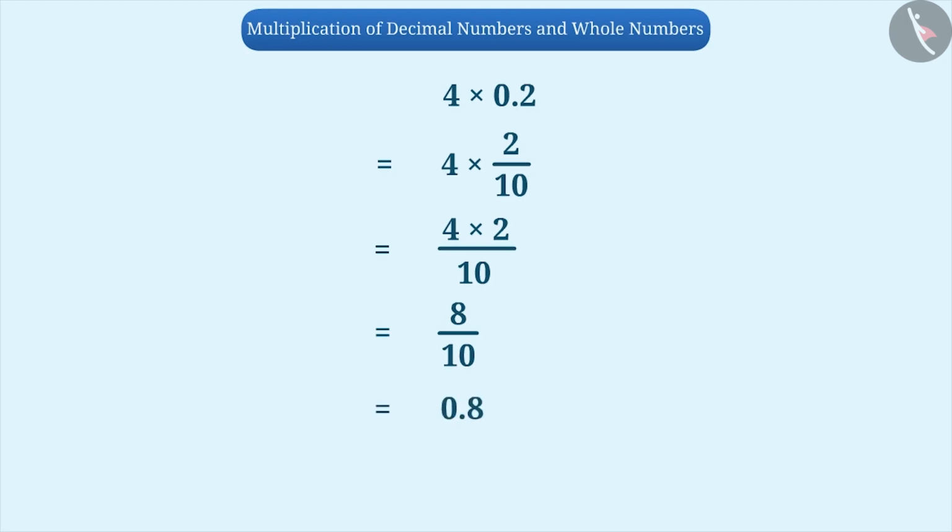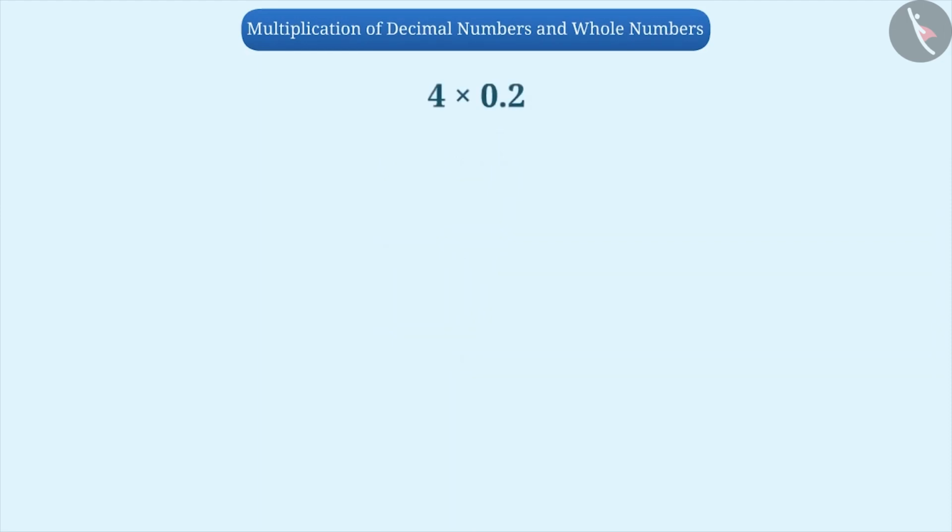There is one more interesting method to multiply decimals. In this method, we will write the numbers to be multiplied one below the other. Then, we will ignore the decimal point and multiply them the same way we multiply whole numbers.